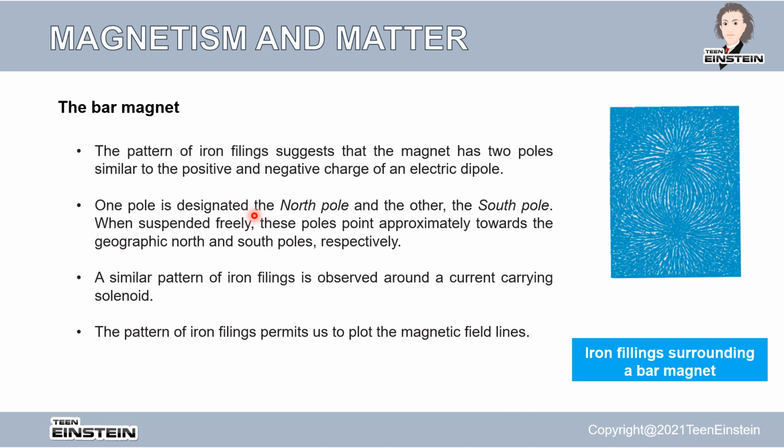A similar pattern of iron filings is observed around a current carrying solenoid. So now this is an important point. When you have a current carrying solenoid, we already saw how a magnetic field is produced in it, and that is similar to a bar magnet. So the pattern of iron filings permits us to plot the magnetic field lines. If you want to plot the magnetic field lines, just use some iron filings and they will trace the magnetic field lines like this.